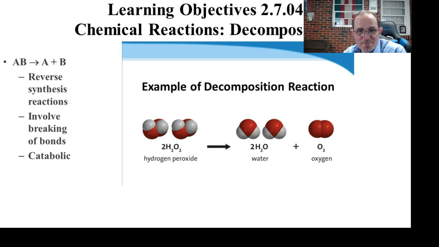2 H's times 2 is 4. 2 O's times 1 is 2. And 2 O's over here. So I had 4 oxygen total there, and I've got 4 oxygen total there. But anyway, that's a decomposition. Breaking bonds, that's catabolic.